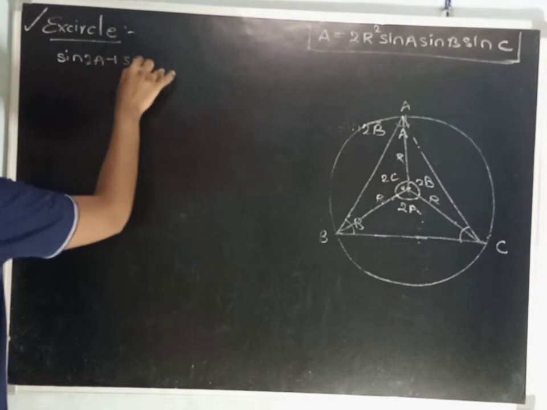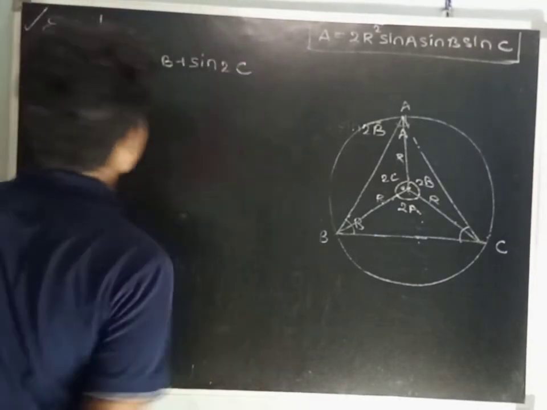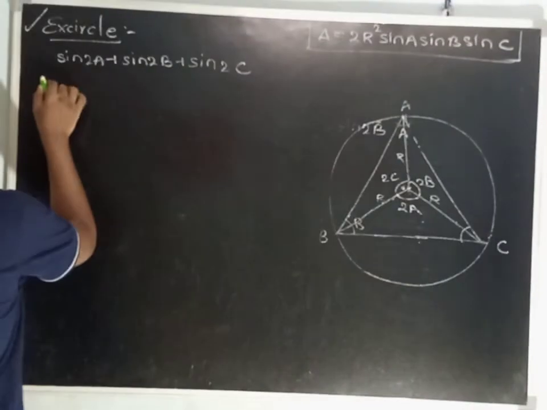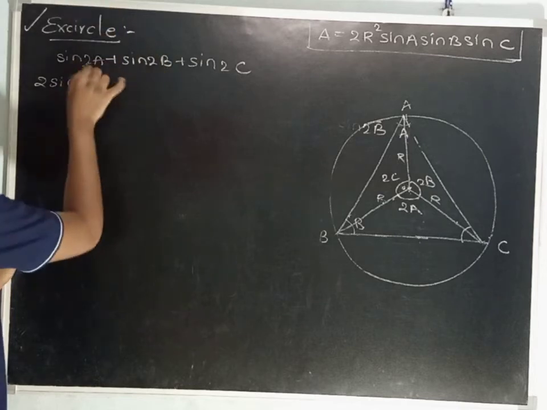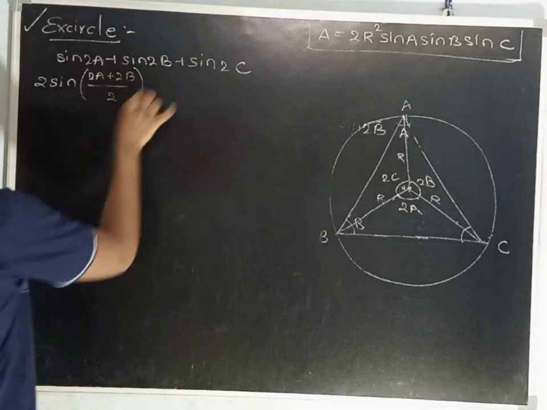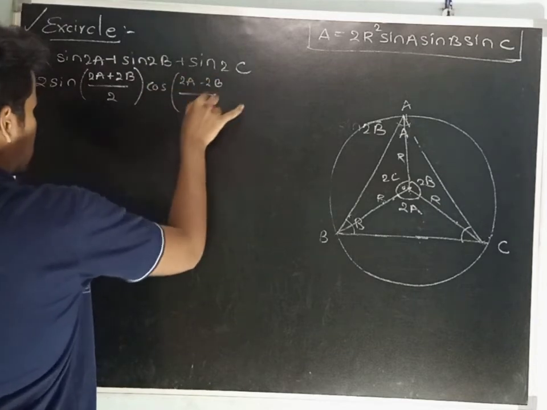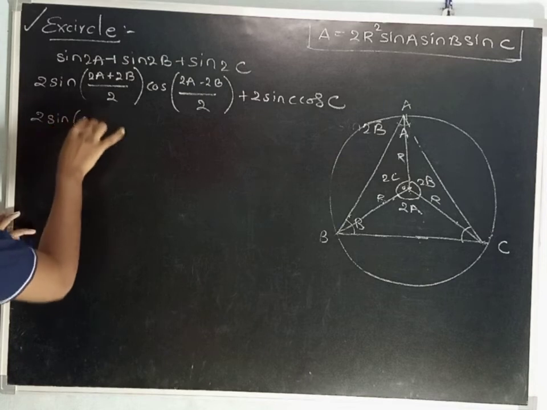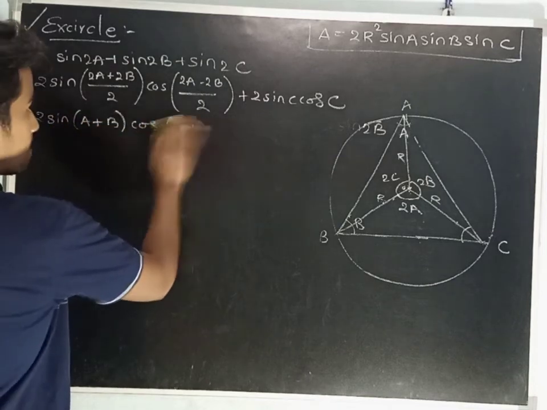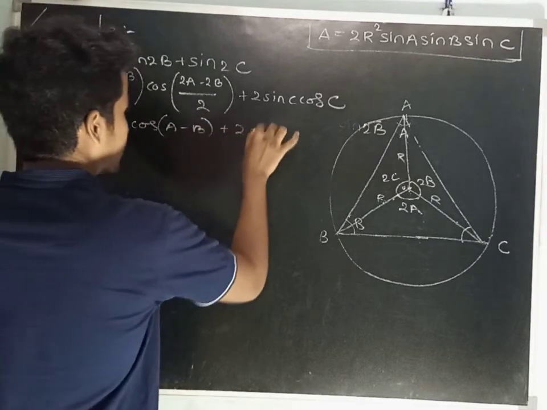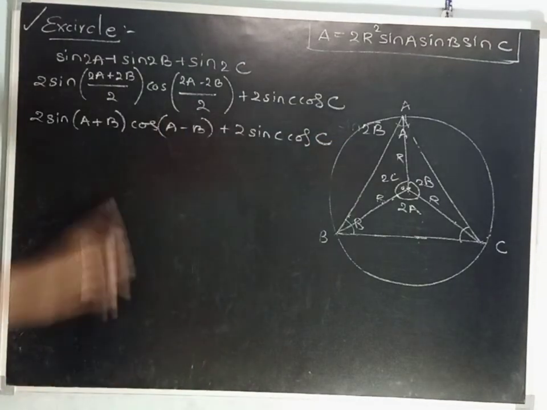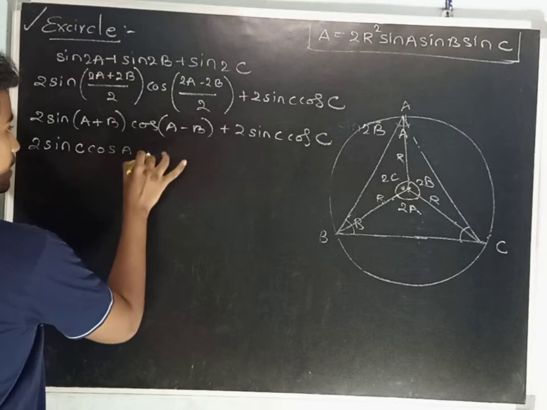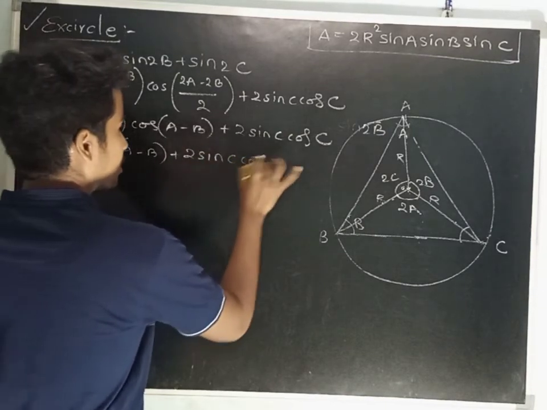Sine 2A plus sine 2B plus sine 2C. Sine 2A plus sine 2B is going to be 2 sine of (2A plus 2B) by 2 into cos of (2A minus 2B) by 2, plus 2 sine C cos C. That is 2 sine of (A plus B) into cos of (A minus B) plus 2 sine C cos C. Sine of (A plus B) is going to be sine C. So 2 sine C cos (A minus B) plus 2 sine C cos C.